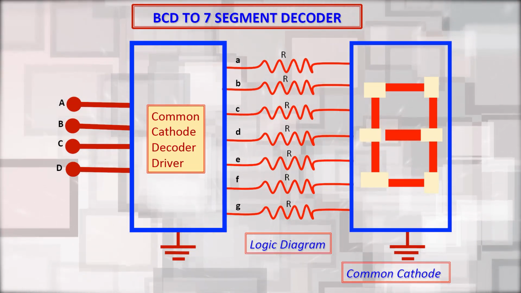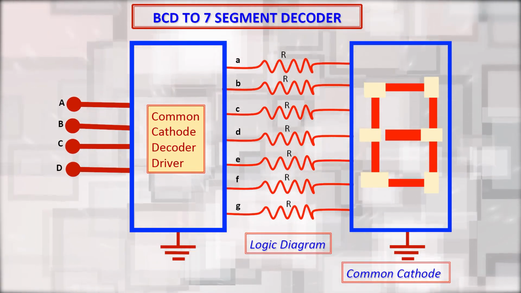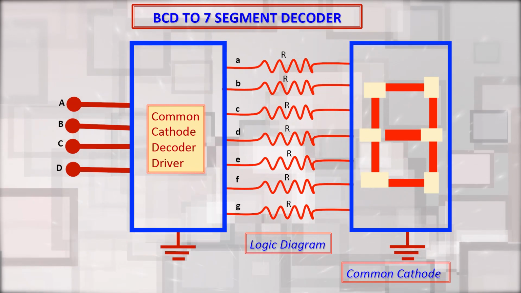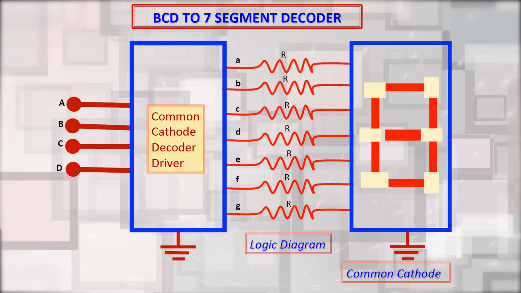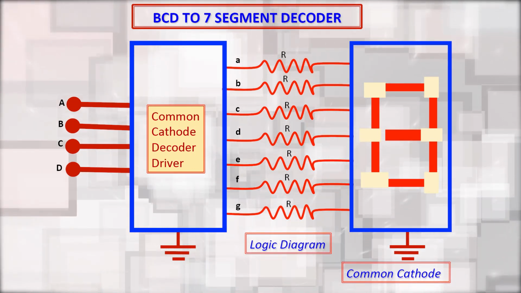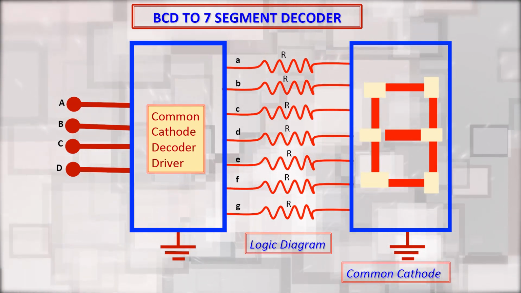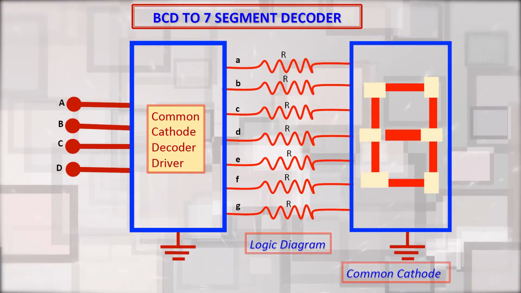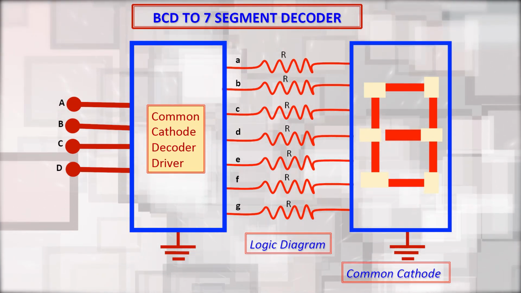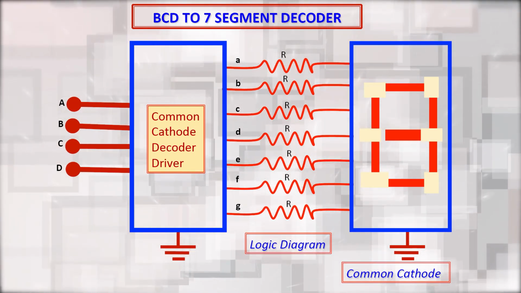One is common cathode type. In this type of display, all the cathodes of 7 LEDs are connected together to the ground or minus VCC, and LED displays the digit when some high signal is supplied to the individual anodes. Then the second type is common anode type. In this type of display, all the anodes of 7 LEDs are connected to battery or plus VCC, and LED displays digits when some low signal is supplied to the individual cathodes.